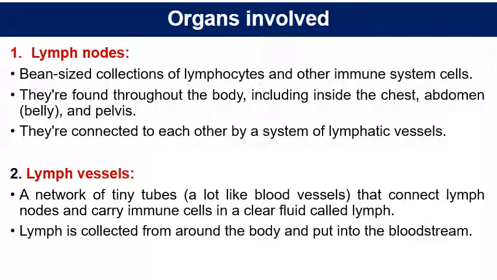So as I mentioned, the organs involved in this disease condition, one is the lymph nodes. Anatomically, it is a bean-sized collection of lymphocytes and other immune system cells. They are found throughout the body, including inside the chest, abdomen, and pelvis. They are connected to each other by a system of lymphatic vessels. And the second organ is lymph vessels. It is a network of tiny tubules, a lot like blood vessels, that connect lymph nodes and carry immune cells in a clear fluid called lymph. And lymph is collected from around the body and put into the bloodstream.